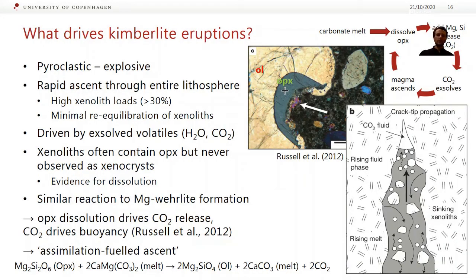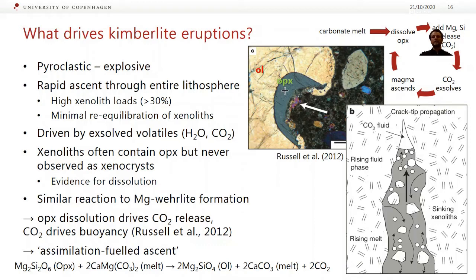Okay, so I mentioned before that Kimberlite eruptions are pyroclastic and they're thought to be explosive. So what drives this? We have a lot of evidence that these rapidly ascend through the whole lithosphere. So the primary evidence for this would be the huge Xenocryst and xenolith loads that they have. Obviously, if these were rising slowly, you'd expect these xenoliths to sink down over time, depending slightly on the size and density of the xenoliths.